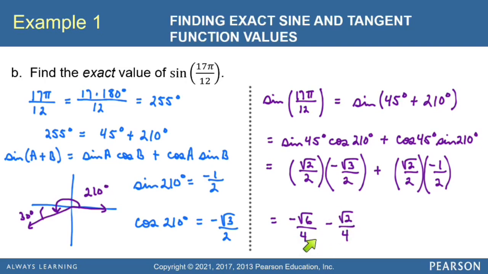And you can leave it in this form, or you can write it as a single fraction. But if you do write it as a single fraction over one denominator, make sure that the negative on this first term goes in front of the first term in your fraction and not in front of the whole fraction.